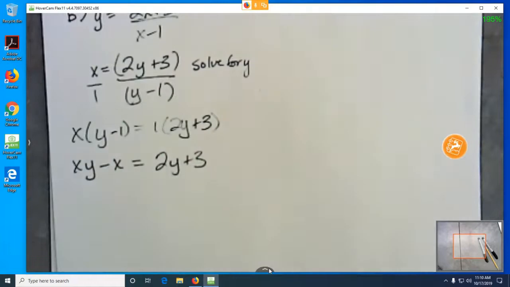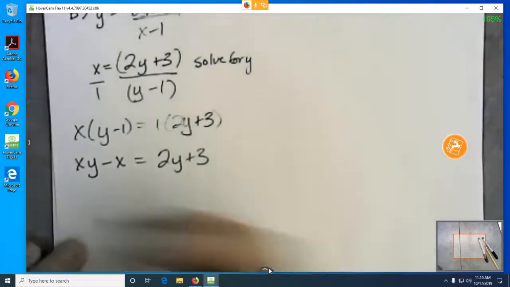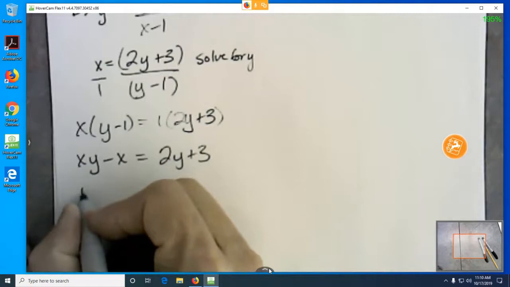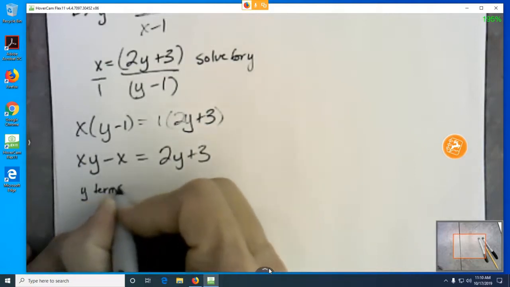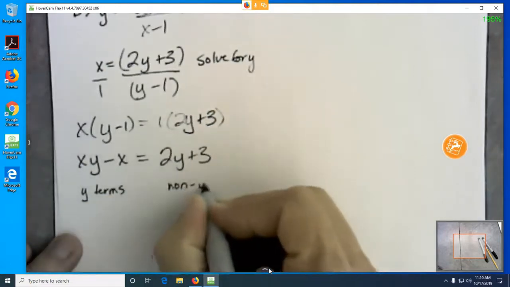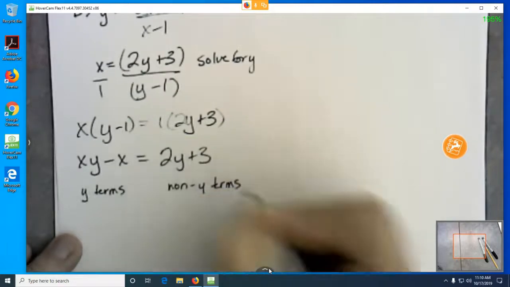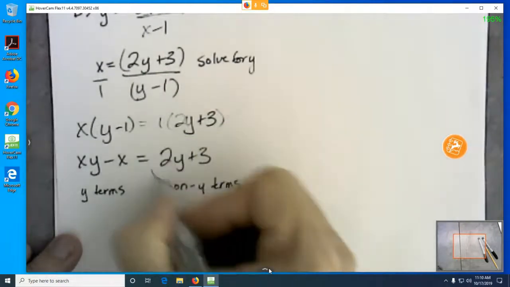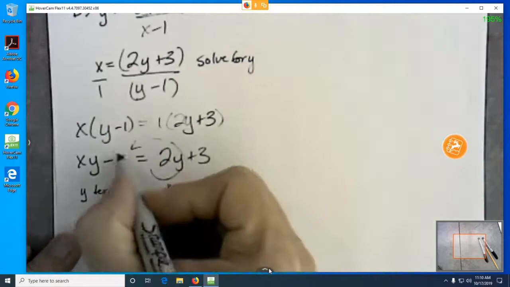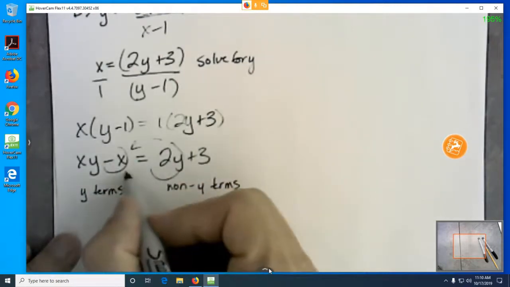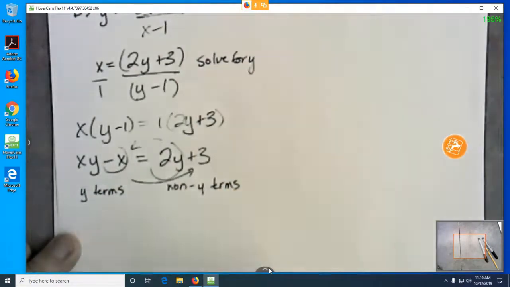Now, since I'm trying to solve for y, I want to put all my y terms on one side and everything else on the other side. It really doesn't matter which side you put which thing on. So I'm going to make this side the one for my y terms. And over here, I'm going to put my non-y terms. So that means I want to move this term over to this side. And this term doesn't have a y, so I want to move it over to that side.